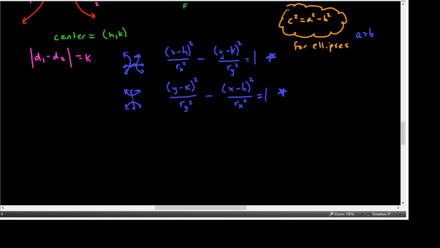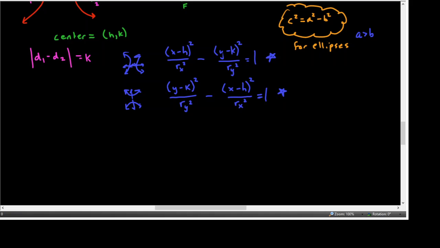Now, another thing that I haven't drawn yet, and the thing that's going to make the r sub y, the b, make a difference here, is that the hyperbolas are bounded by asymptotes.